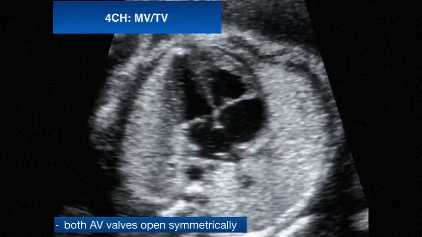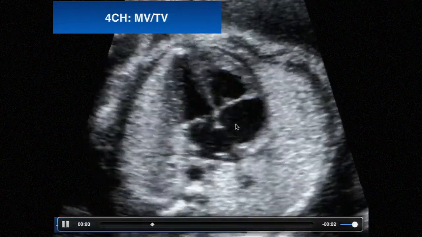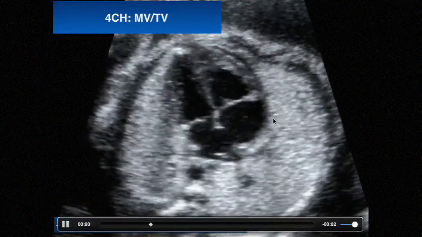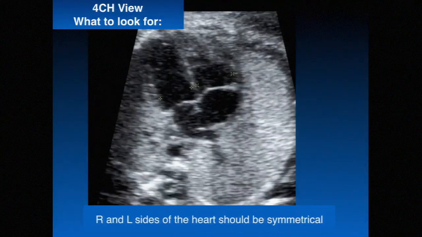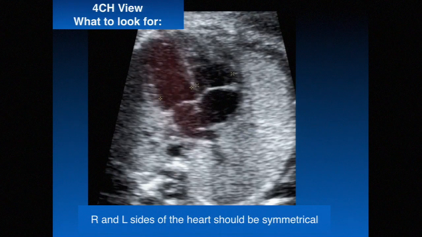And then I just watch the 4-chamber moving, and when I'm looking, I'm paying particular attention to the movement of the valves, making sure that both valves are moving well and that they're symmetric. Right and left sides, again, should be symmetrical.